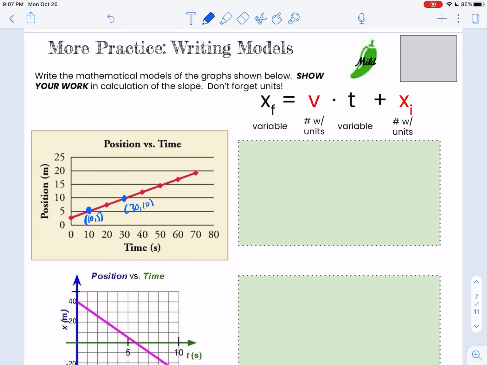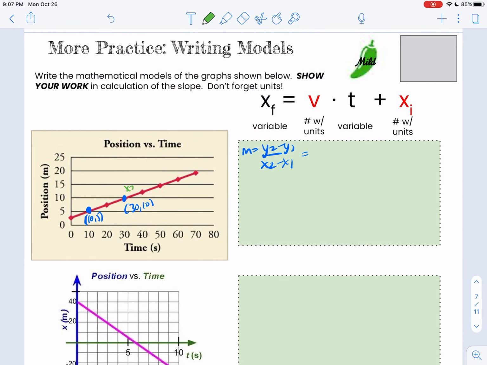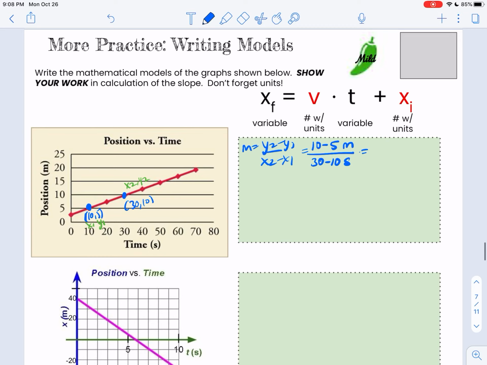Looks pretty good, okay? All right, so when I'm looking for the slope, I'm going to do change in y over change in x. And then this will be x2, y2, x1, y1. You can pick either way, it doesn't matter, you can pick any point. So I'm going to do 10 minus 5, and that's meters, right, because that's in the y direction, and then 30 minus 10 seconds.